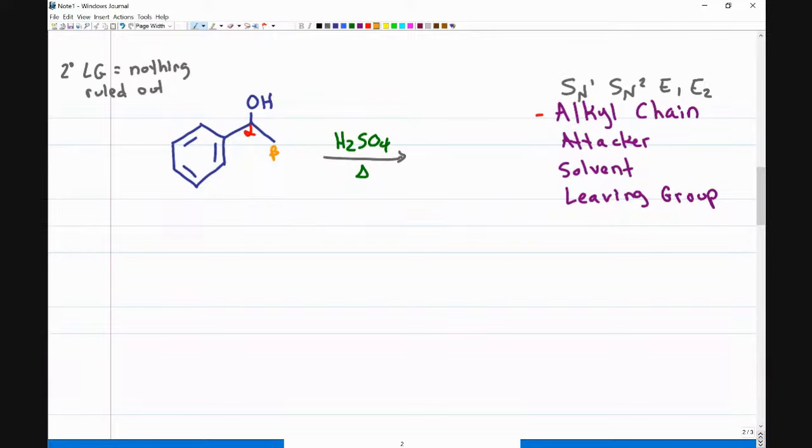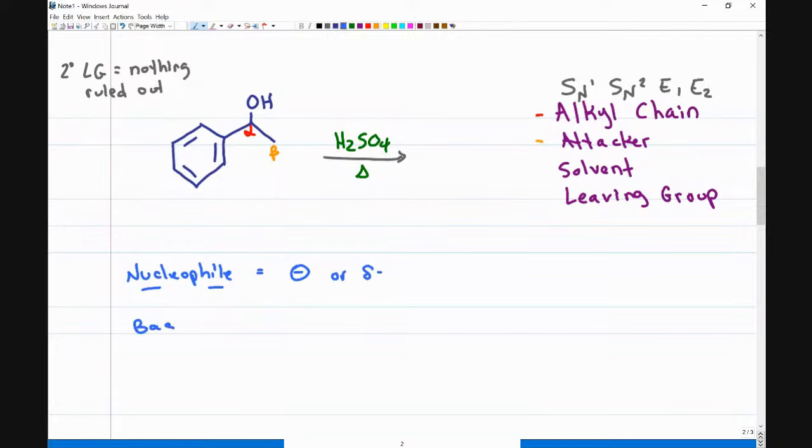The next thing we're looking at is the attacker, and this is where a lot of students get confused. What is the attacker in this situation? Remember, the attacker has to be a nucleophile or a base. A nucleophile is nucleus loving, and that means the nucleus is positive or partially positive. The thing that attacks it is going to be negative or partially negative.